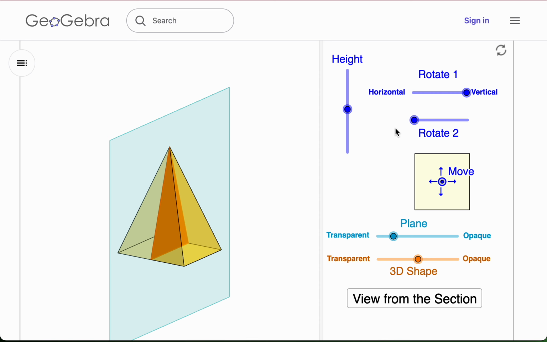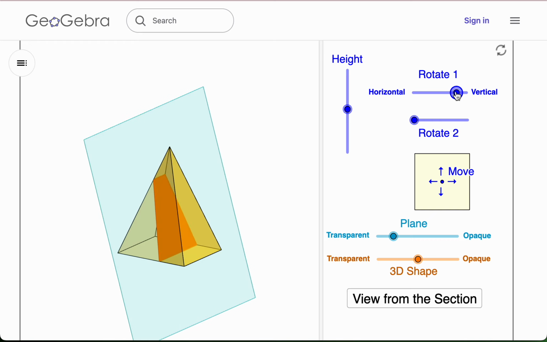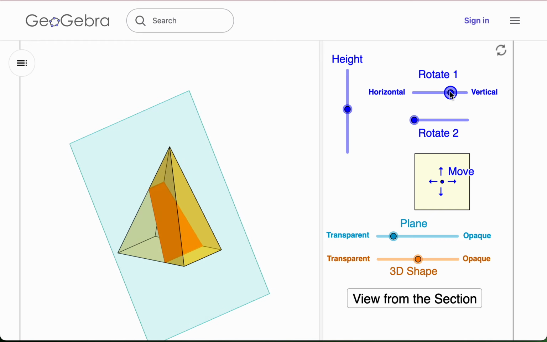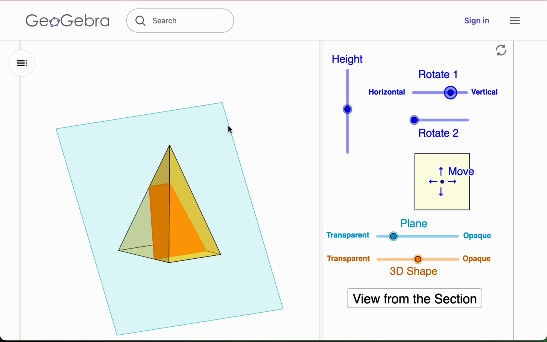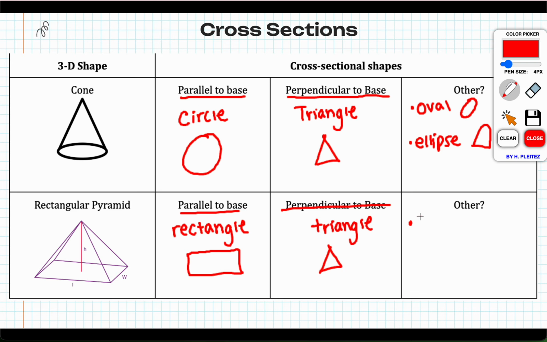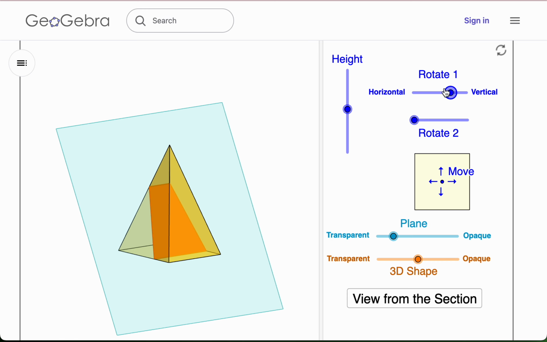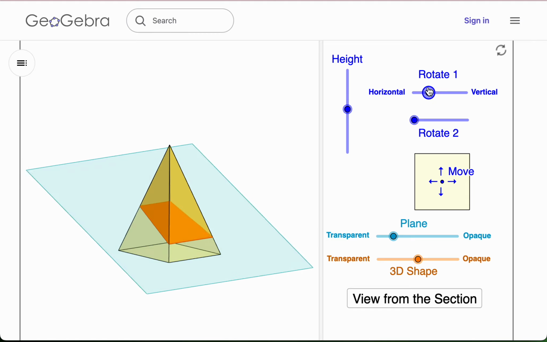So we're going to see what happens now when we rotate our plane a little bit and make it not perfectly parallel and not perfectly perpendicular to our base. So when we do that, we can see we get, this is interesting, that looks to me like a trapezoid. First one we have is a trapezoid. And then let's see if we can manipulate this in any other way here.